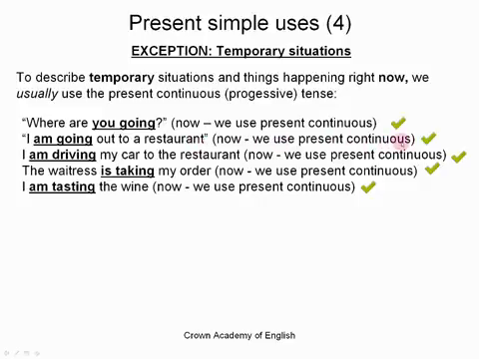So as you can see, this is the present continuous. This isn't the present simple. This is present continuous. And then they would say, I am driving my car to the restaurant. And again, this is happening now, so this is why we use the present continuous. The waitress is taking my order. And again, this is now, we use the present continuous. I am tasting the wine. So again, this is happening now, so we use the present continuous.